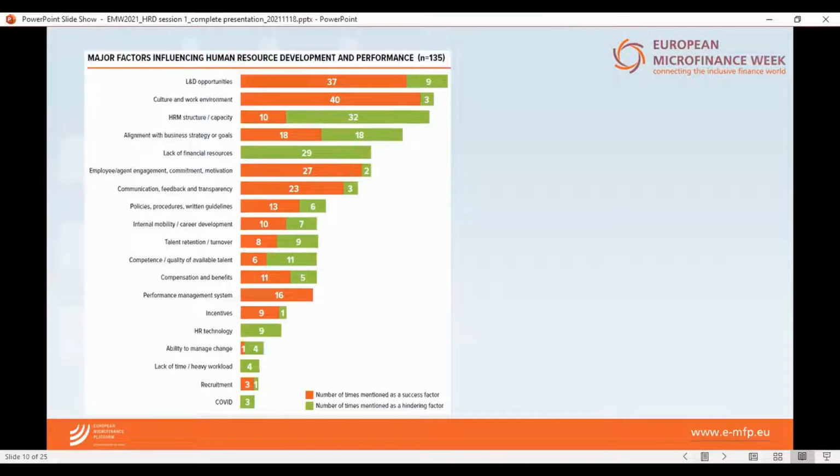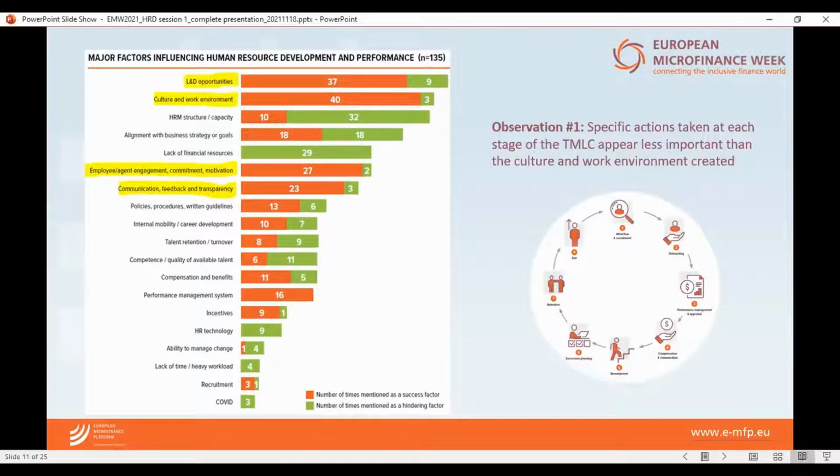If we focus on the orange bars, the success factors first, you'll see that culture and work environment was the most frequently mentioned factor. You'll see it highlighted in yellow, I hope, in just a minute. Learning and development opportunities, referred to here as L&D, were next, followed by employee engagement and communication. The first thing I want to draw your attention to is that even though the survey was designed to follow the talent management lifecycle, the specific actions taken at each stage of the TMLC appear less important than the overall environment created by an organization's people, structure, and policies.